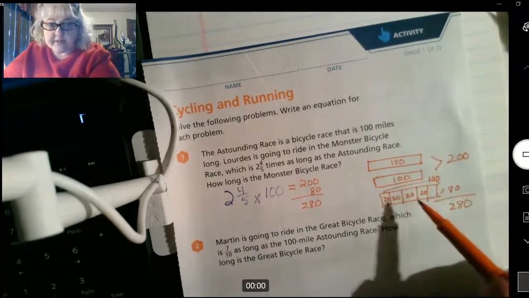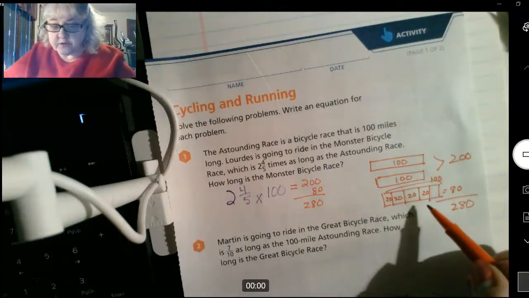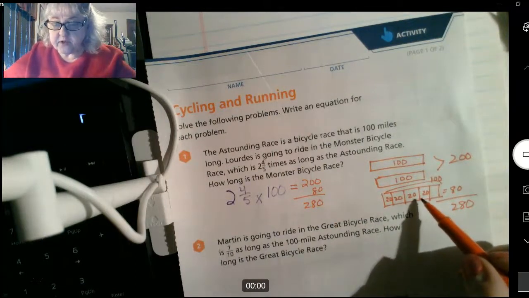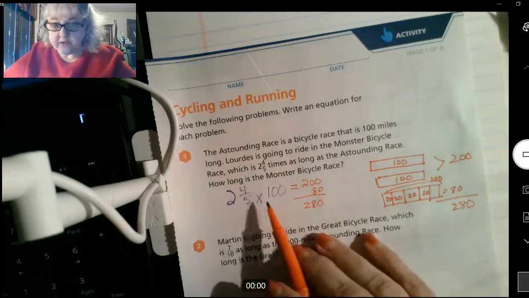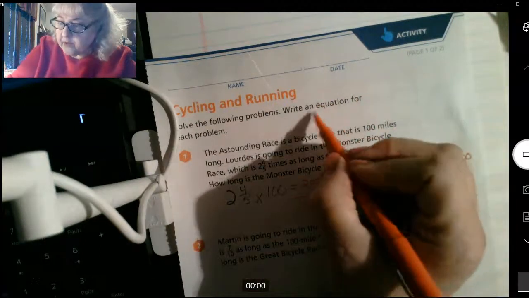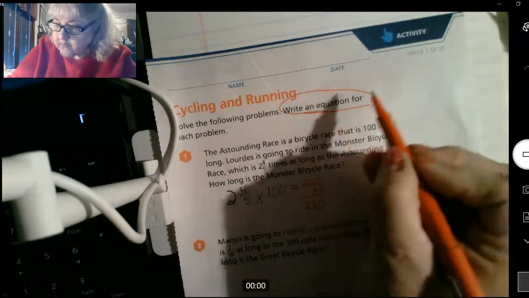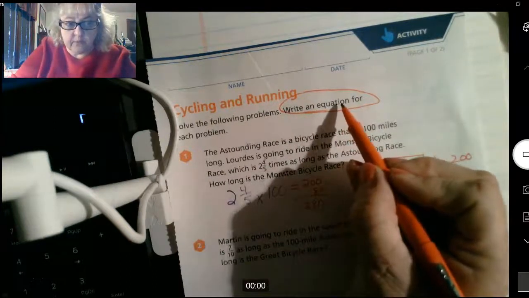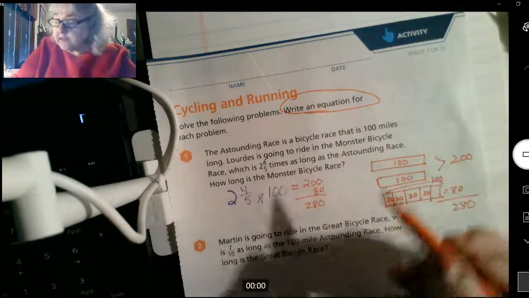If the fraction bars make it easier for you, that's what I want you to do to solve them. If you can do it just mathematically in your head, you can do that. In any event, you have to write the multiplication fraction equation for each problem. That's what I need to see.